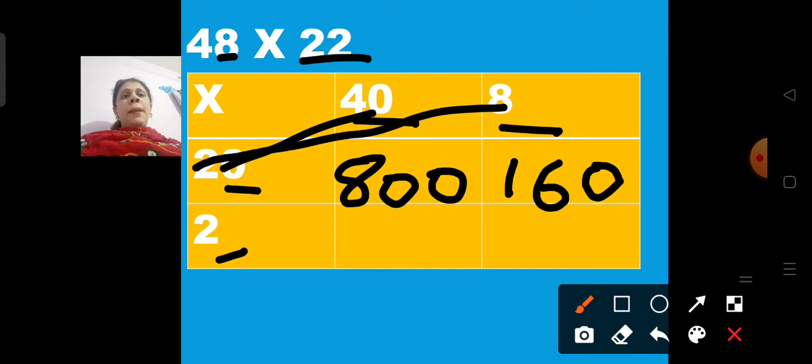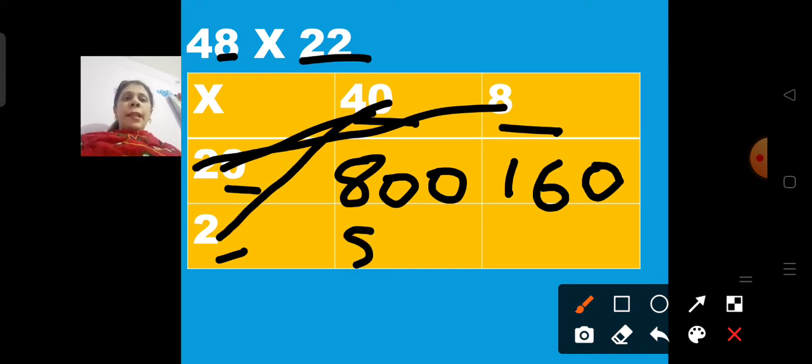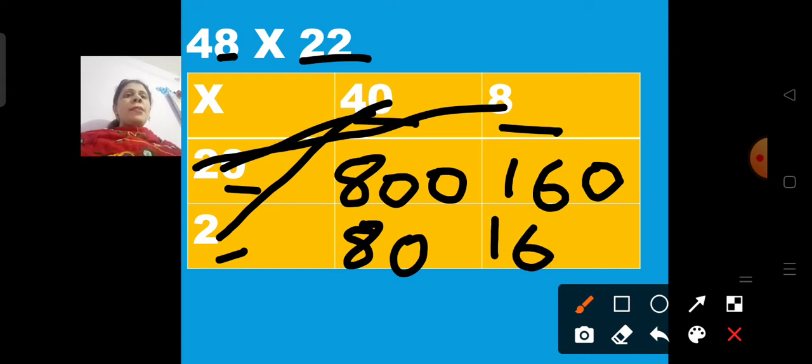Now let us multiply 40 into 2. So 4 2s are 8. How many 0 in 40? 1. So I will write it here. So 40 into 2 will be 80. Now 8 2s are, 8 1s are 8, 8 2s are 16. So what are the answers, children? 800, 80, 160 and 16.